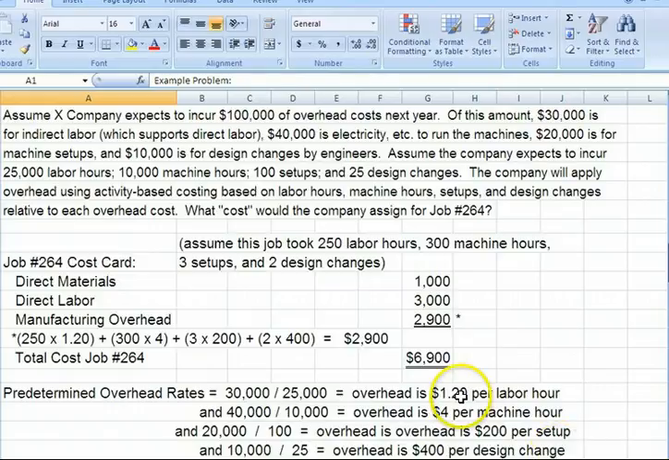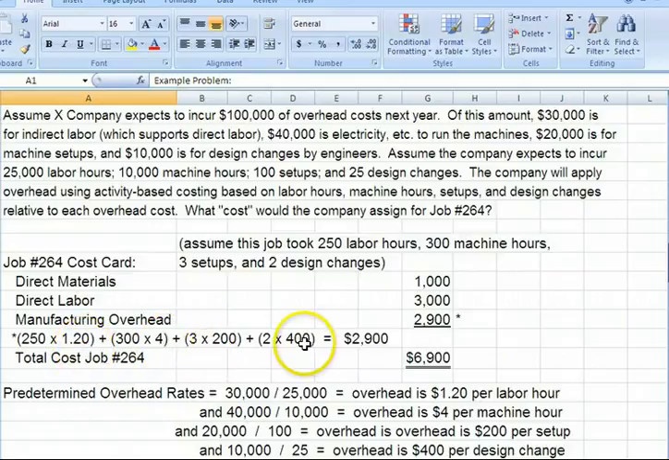4 activities, 4 rates. So we would have to, in our system, not only keep track of the materials on a job and the labor on the job, but the accountant will have to know how many labor hours we had, how many machine hours we had, how many setups, how many design changes, because they're going to take those numbers of labor hours, machine hours, setups, and design changes and multiply each one respectively by its overhead application rate.